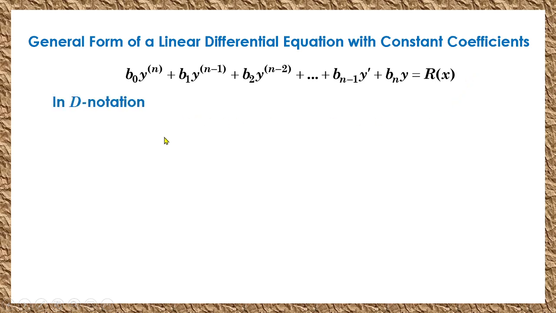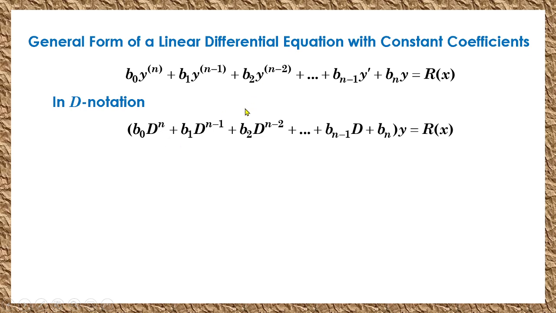In operator notation, this is equivalent to b sub 0 D to the n plus b sub 1 D to the n minus 1 plus b sub 2 D to the n minus 2, all the way to b sub n, then applied to y equals r of x. So D to the n here means the nth derivative with respect to x. And of course the D, the derivative with respect to x, is an operator, a differential operator.